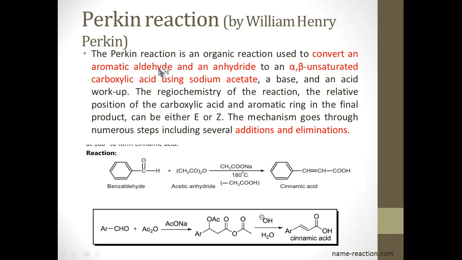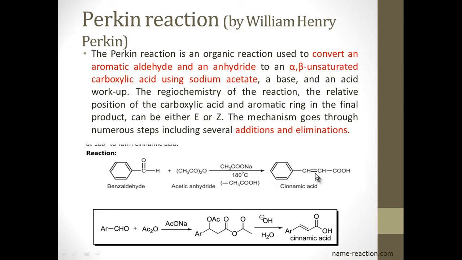So in this reaction, we'll convert an aromatic aldehyde. So this benzaldehyde is an aromatic aldehyde. Why is it an aromatic aldehyde? An aromatic group is there and an aldehyde group is there. Okay, CHO is aldehyde. So an aromatic aldehyde and an anhydride. So this is acetic anhydride. So we'll convert this to an alpha beta unsaturated carboxylic acid. So this is an alpha beta unsaturated carboxylic acid.